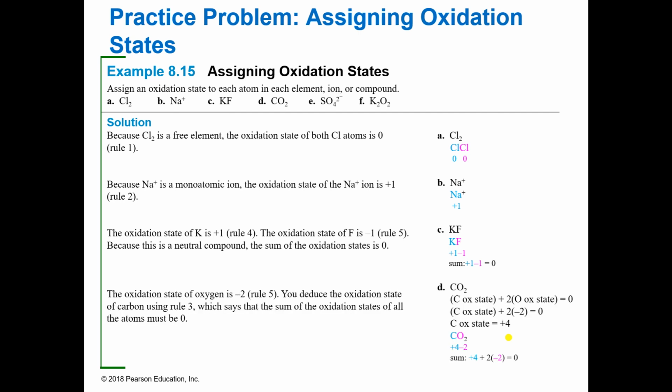Carbon dioxide, we know here oxygen, the only exception to oxygen being 2- is peroxide. You remember H2O2. But here oxygen is 2-, and there are 2 of them. So we can mathematically figure out that since the whole thing is neutral, the oxidation state for carbon must be +4. Even though carbon and oxygen are both nonmetals, oxygen is much more electronegative and gets first dibs on the negative oxidation number.